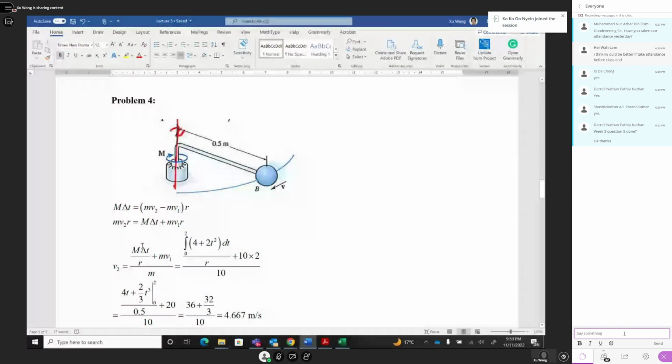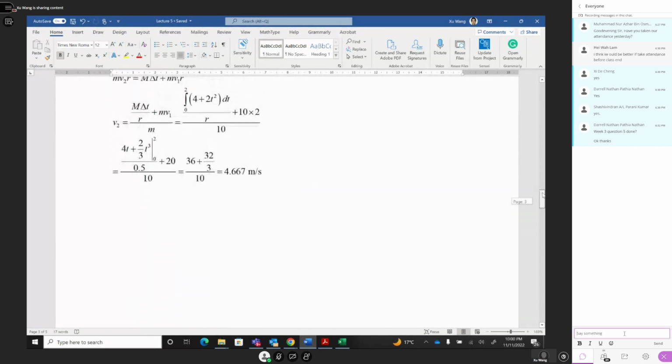We know this moment function is this one. Multiplying this by delta t gives the moment impulse, and then you integrate from 0 to 2 seconds. That gives you the moment impulse. The moment impulse divided by r, plus m, which is 10 kilograms, divided by the beginning speed of 2. Right, so then you have to solve this.